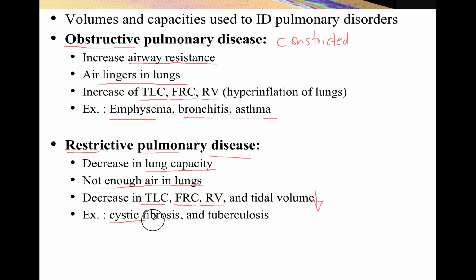Diseases such as cystic fibrosis, which is basically an inherited condition where you produce a significant amount of mucus, and tuberculosis, which is basically a bacterial infection. All of these cause fluid buildup in your lungs, and as a result, you limit the ability to carry air inside your lungs. So how do we distinguish, in terms of tests, to diagnose obstructive versus restrictive pulmonary disease?